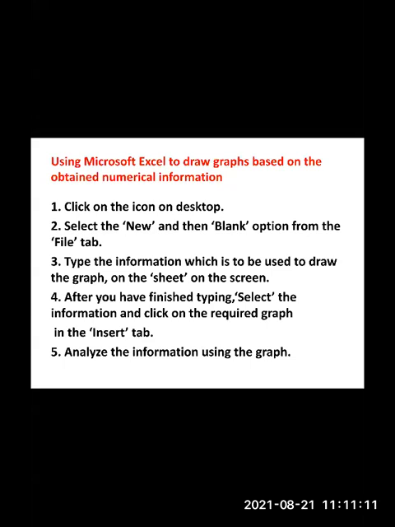Horizontal lines are called rows. Vertical lines are called what? Columns. The vertical lines are indicated by A, B, C, D, E, F, like that alphabets are given. And horizontal lines are numbered 1, 2, 3, 4, 5, like that. So when you open Excel, you will see it. Then what will we do?